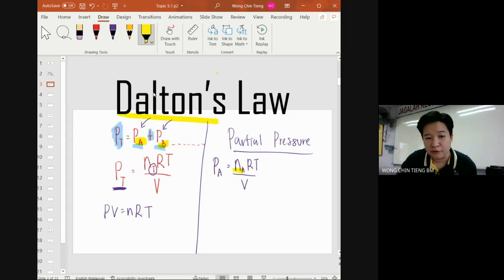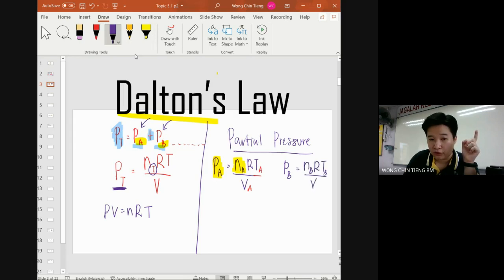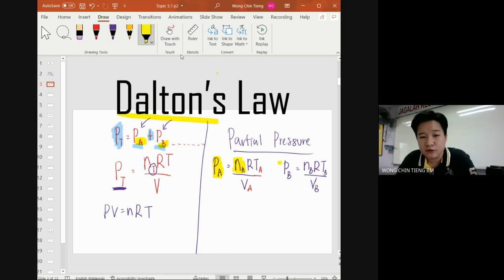So number of mole is the same. You have number of mole A, number of mole B, and number of mole total. So number of mole will determine the pressure that you calculate. If you want to calculate partial pressure A, use number of mole A. And of course, if you want to be more detailed, the temperature of A and the volume of A, if they change. The same thing applies, guys. If I want partial pressure B, the thing that will change is your number of mole. Be careful.